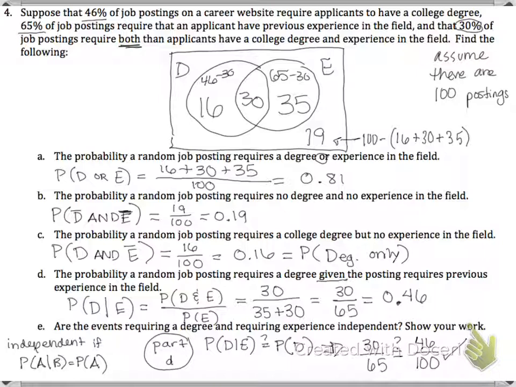So these events are independent. Okay? Because these two things are equal. Let me write it at the bottom. 0.46 is equal to 0.46. Okay? Sorry, my handwriting's so bad at the bottom of the screen there. Okay?